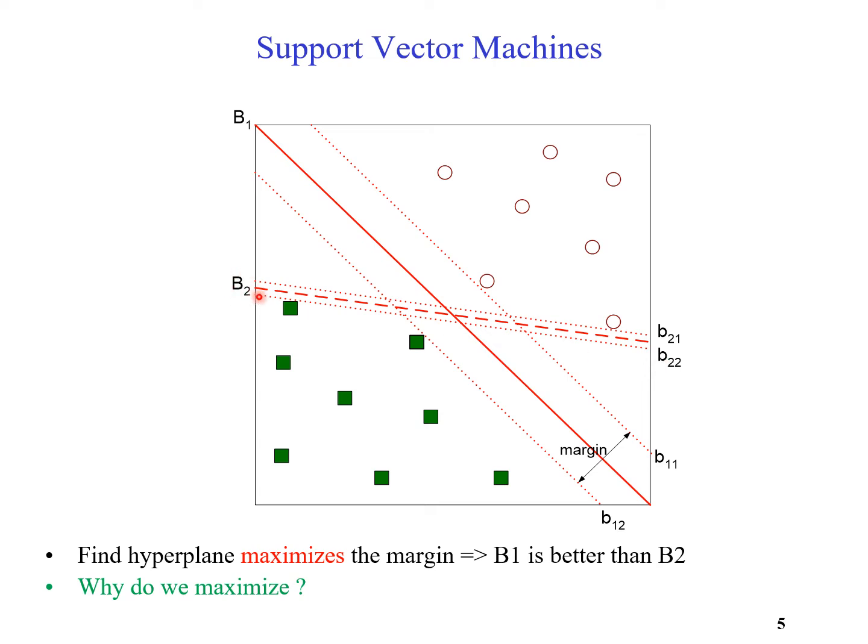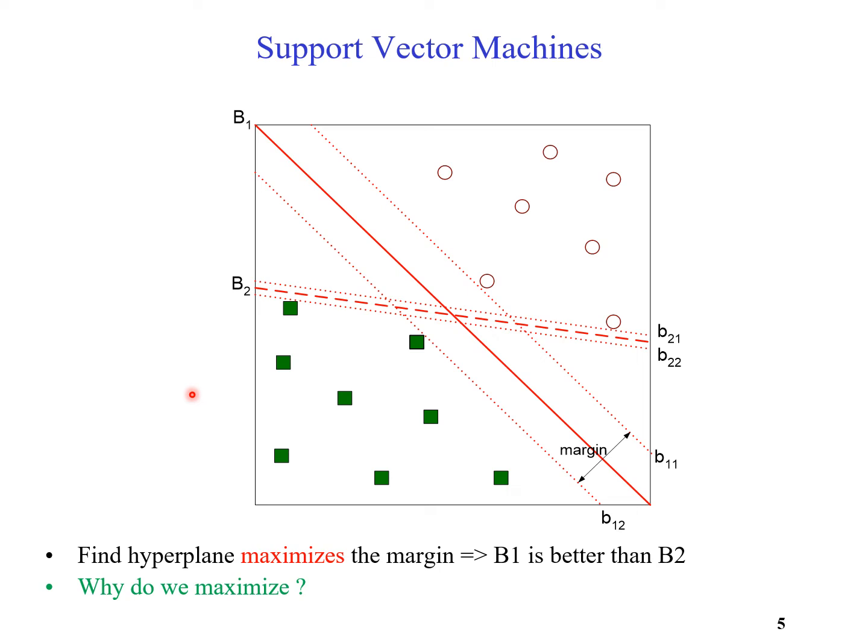So if you compare the margin of B1 and the margin of B2, B1 has a larger margin than B2. So in SVM, when you say a linear classifier is better than the other one, you can say the line with a larger margin is better than the line with a smaller margin. That's the line we are looking for.